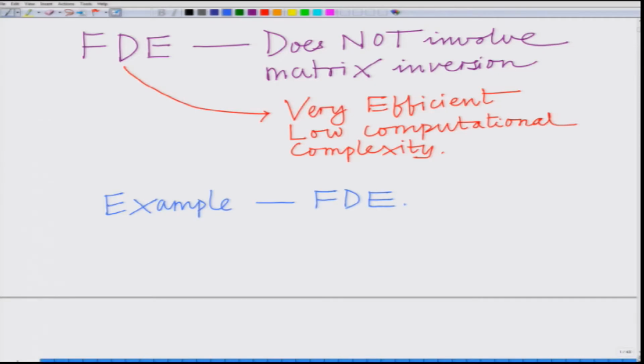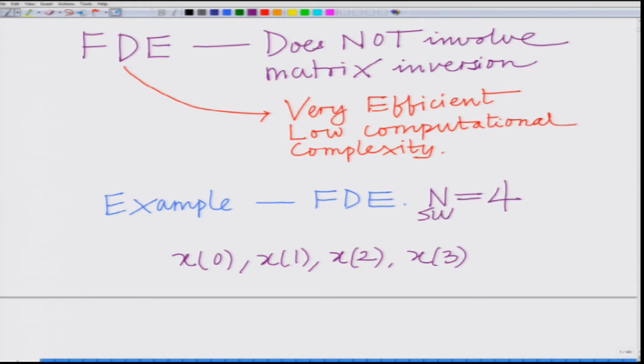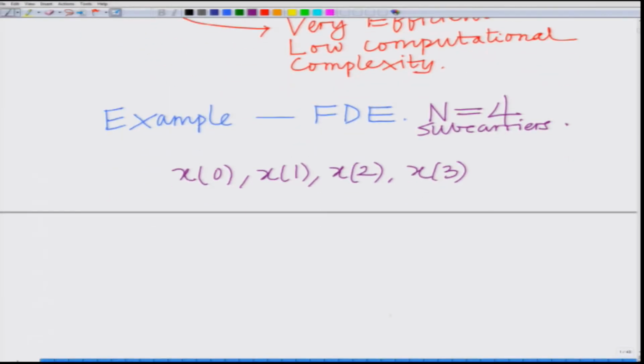In frequency domain equalization we have x0, x1, x2, x3. Again, let us consider a system with N equal to 4 subcarriers, just to consider a simple system, although it can be extended very easily to a system with a higher number of subcarriers. We said this small x0, small x1, small x2, small x3 are the time domain symbols, not the samples, and that is something important to remember.